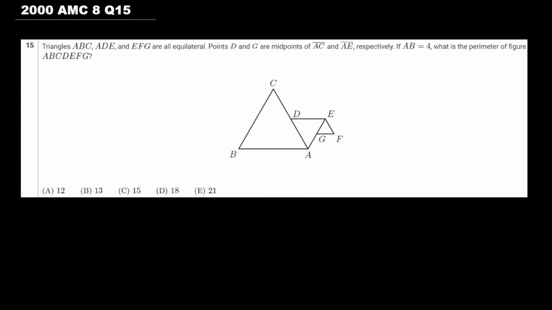Okay, so for starters, you know that since D is the midpoint, that means that AD is 1/2 the length of AC. And you know that this is equilateral, which means that if AB equals 4, that means AC equals 4.